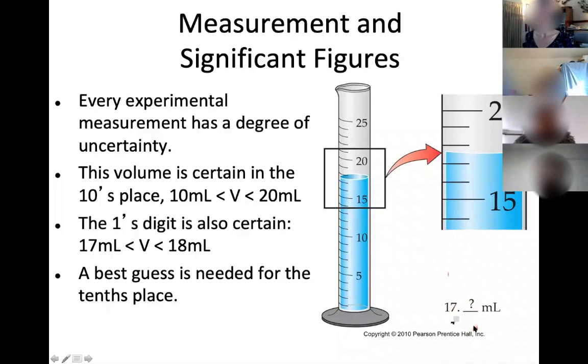So that's the content of today's lab. You always need to go to 1/10 of the smallest marking. So we would guess at that number, and we would look closely. We have to look flat onto the line so that we see it, not looking up or down at it, but looking straight on. And so here we might guess a number.